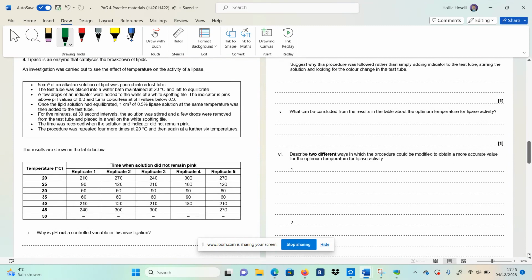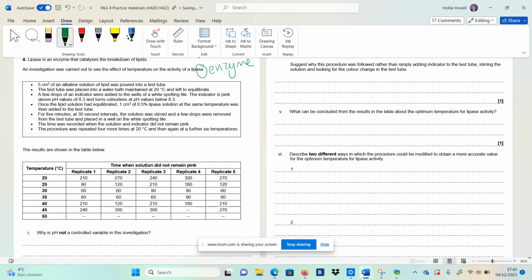Right, next question. Lipase is an enzyme that catalyzes the breakdown of lipids. An investigation was carried out to see the effect of temperature on the activity of a lipase. Remember, lipase tells us it's an enzyme. Told us in the question as well.